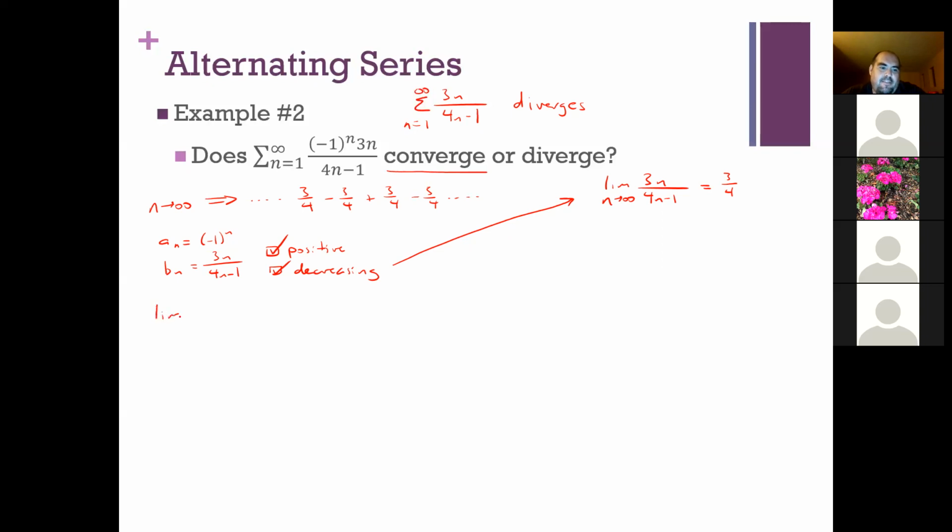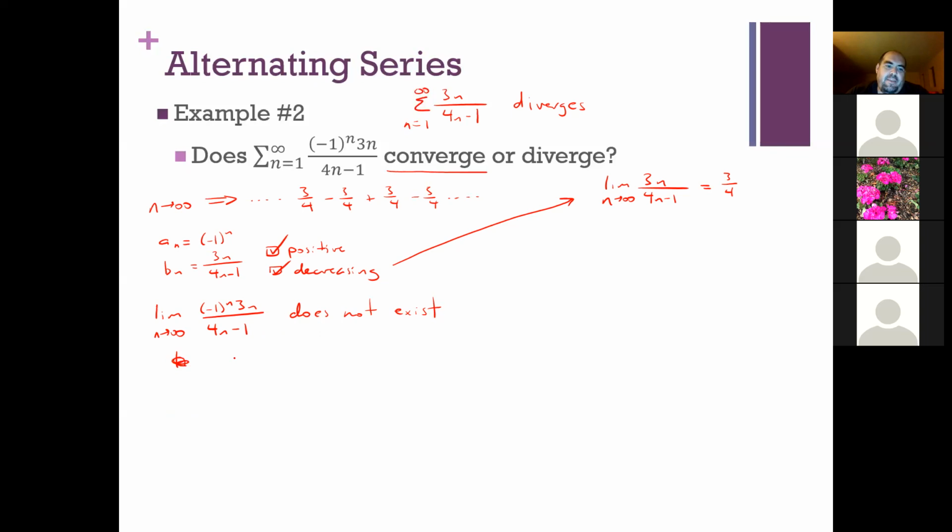Because is there anything I can say about this? The limit as n approaches infinity of -1 to the n, basically the sequence. Is there anything I know about the limit of this sequence as n goes to infinity? Yeah, it doesn't exist. So the limit of the sequence does not exist.